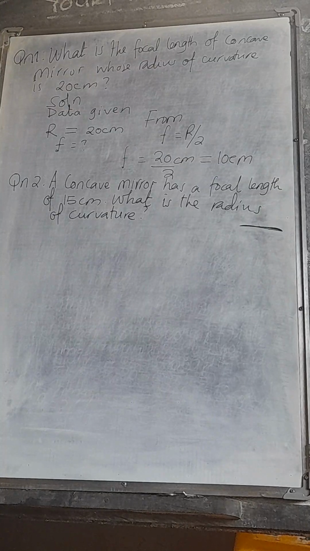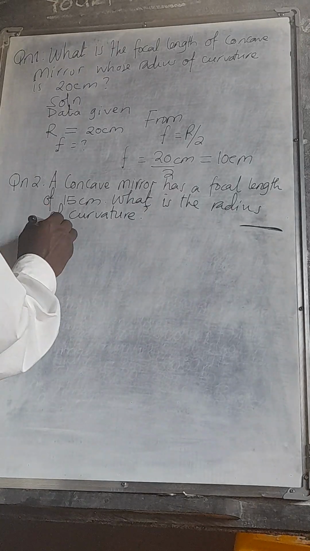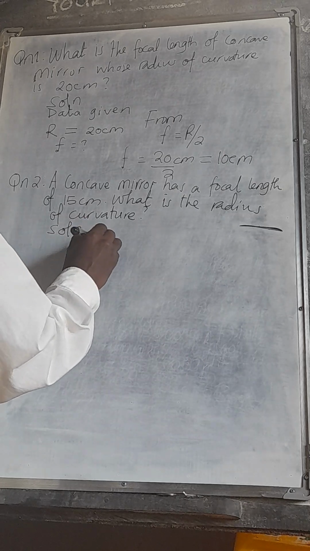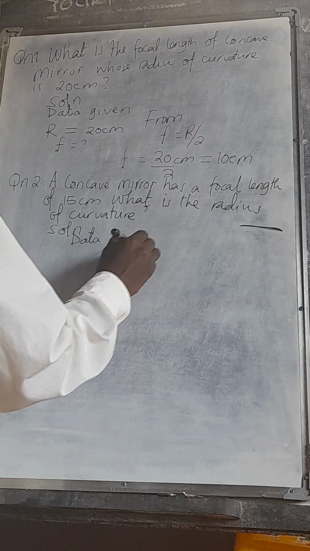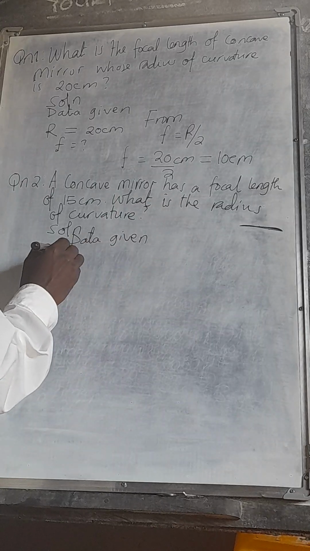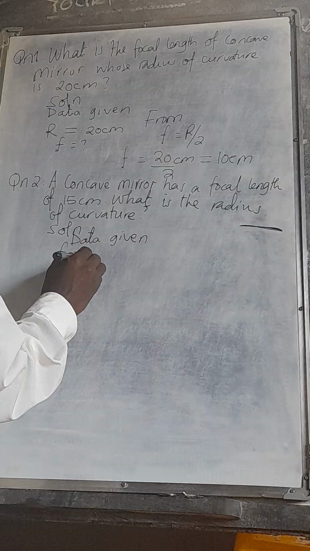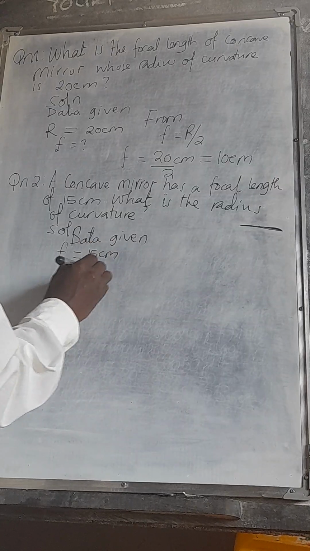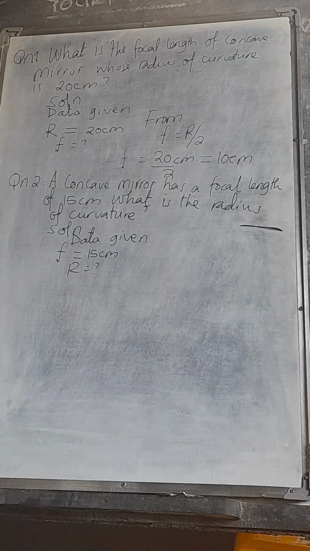Let's do together. So in this question, we have solution data given. We have given focal length denoted by small f is equal to 15 centimeter. What will be the radius of curvature?